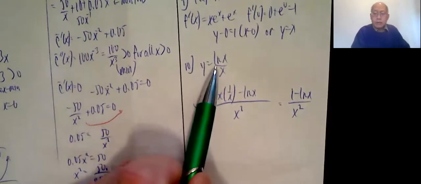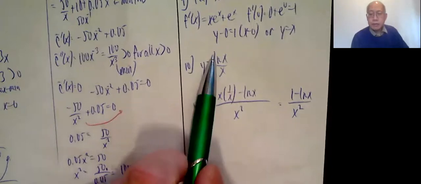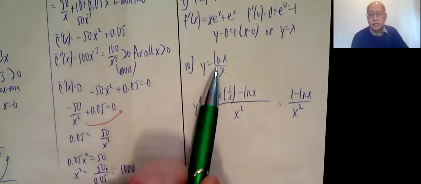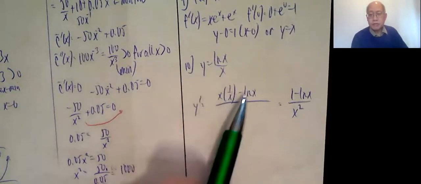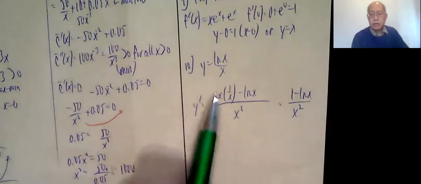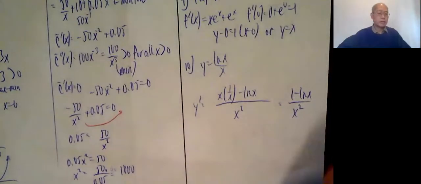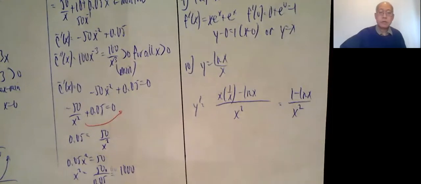Finally, the derivative of this quotient: the bottom times the derivative of the top, 1 over x, minus the top, ln x, times the derivative of the bottom, which is 1, all over x squared, 1 minus ln x over x squared. All right, so these are the solutions for exam 4.